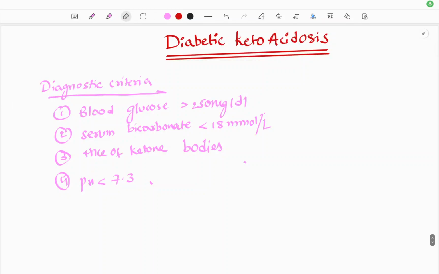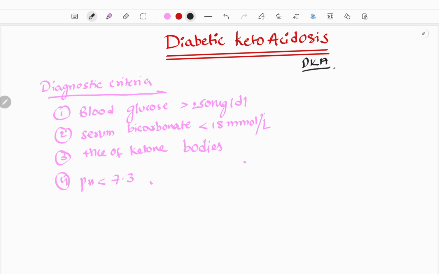Hi friends, today we are going to discuss diabetic ketoacidosis. How can we diagnose diabetic ketoacidosis? There are four diagnostic criteria to diagnose DKA, diabetic ketoacidosis.